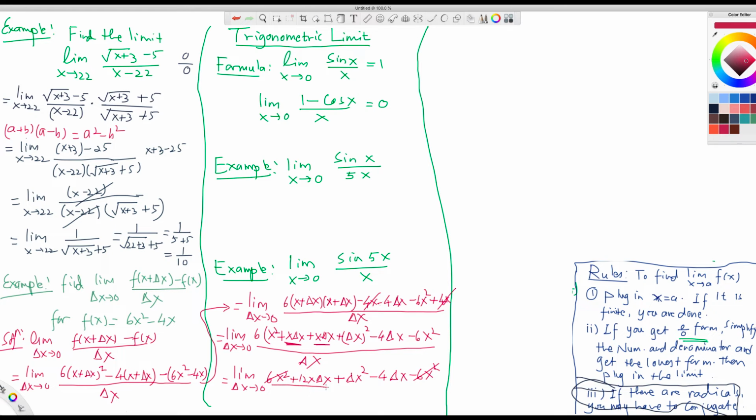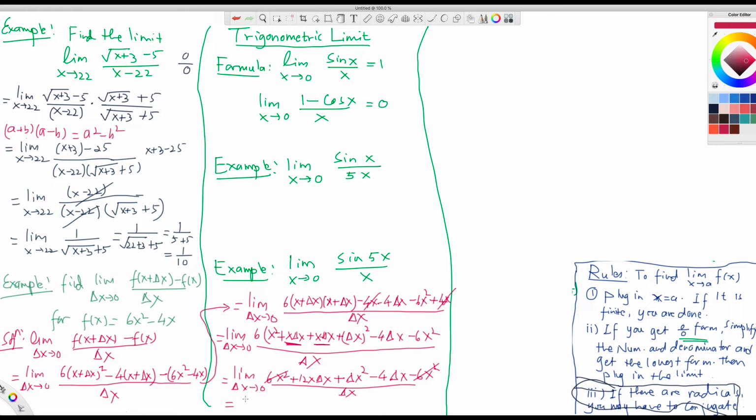And then there is delta x in the denominator. If you plug in the limit right here, you will get 0 over 0. Okay, if you plug in the limit, for example, you will get 6, this will be 0, right? Delta x square will be 0. So 6x square minus 4x and then minus 6x square minus 4x. That will be 0 over 0 when you plug in the delta x tends to 0.